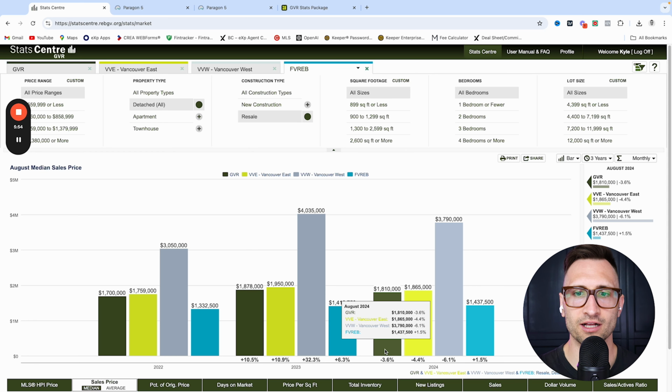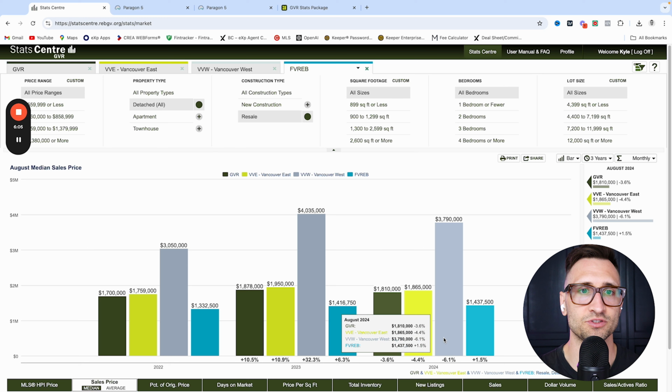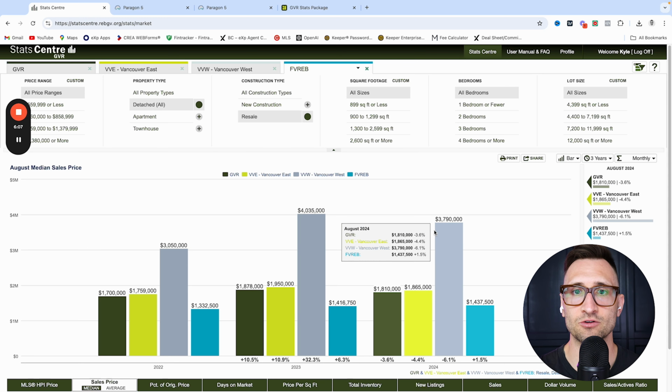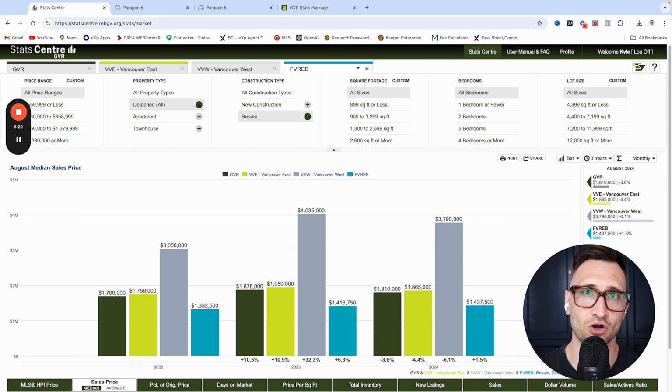In fact, across all three platforms in Vancouver, we've actually seen a drop in price point, with Vancouver West sinking 6.1% year over year. At this point last year, on Vancouver's West Side, the average house was just over 4 million. It has now dropped to just under 3.8. Fraser Valley has seen a little bit of a kick up of 1.5%, but if we look at these numbers now, the average pricing for a single detached home across Vancouver as a whole is now sitting at 1.81 million, dropping 3.6% here in the green.